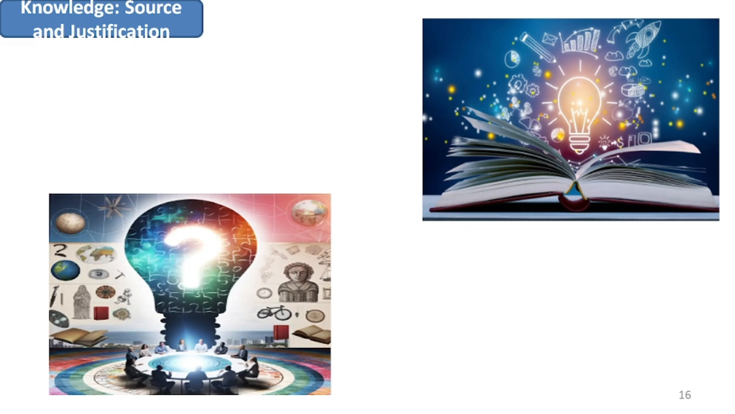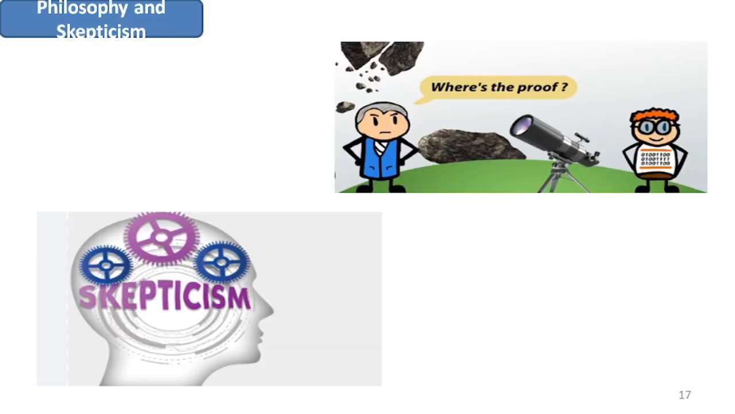Justification is central to epistemology. Theories of justification include foundationalism, coherentism, and reliabilism. Foundationalism: there are basic beliefs that do not require justification. Coherentism: beliefs are justified if they cohere or fit together in a mutually supportive network. Reliabilism: beliefs are justified if they are produced by a reliable cognitive process.